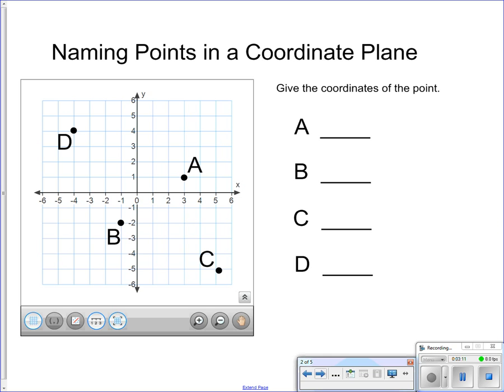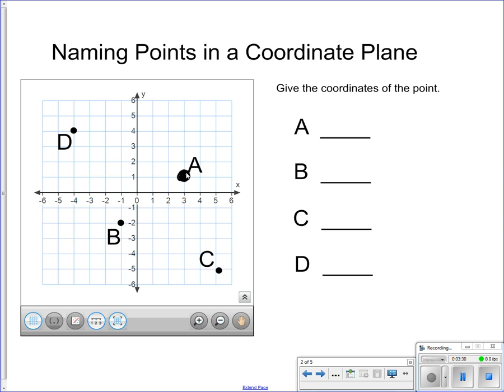In our next slide, all you have to do is name the coordinates of the points. So the points are on the graph there on the coordinate plane, and all you have to do is tell me where they are located. So you have to use your ordered pair here, and when you use ordered pair, you have to make sure that you use parentheses. So I'm going to start with point A. Point A is right here. Right there is point A.